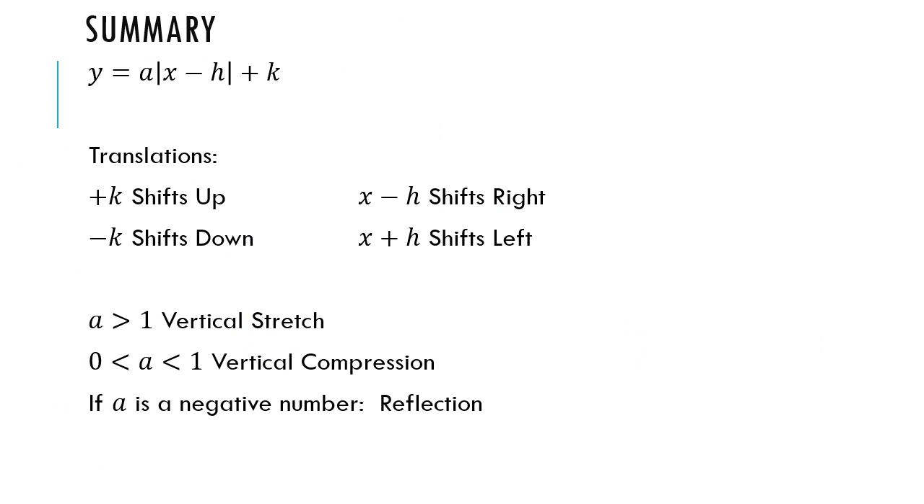So this is just a summary of all the things we just talked about. Here, when we're talking about the translations, your 4 different kinds, the way they are shifting with the correct symbols. Below is referring to what the a value does: the vertical stretch when the a is bigger than 1, the vertical compression when the a is between 0 and 1, and when a is less than 0, we call that a reflection.